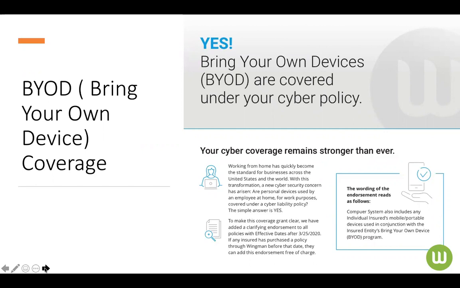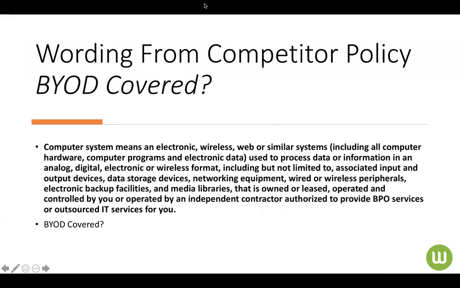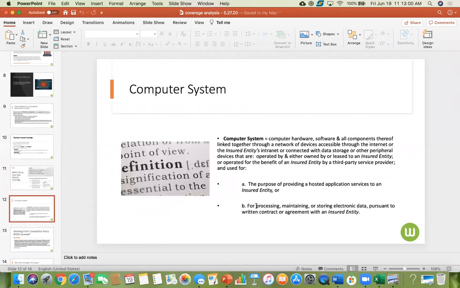Next slide, Brad. Yep. So looking at the computer system here, the definition kind of midway through, you can see that it's saying operated by and either owned by or leased to an insured entity, etc. So that amendment now furthers that to include the employees' devices, which is certainly a good thing. We're seeing more and more people working from home.